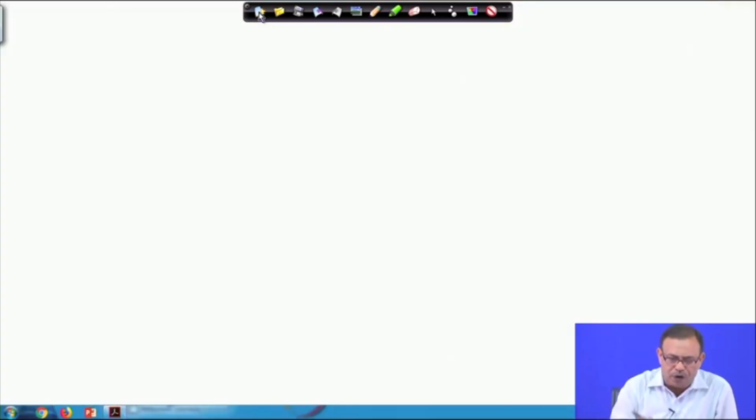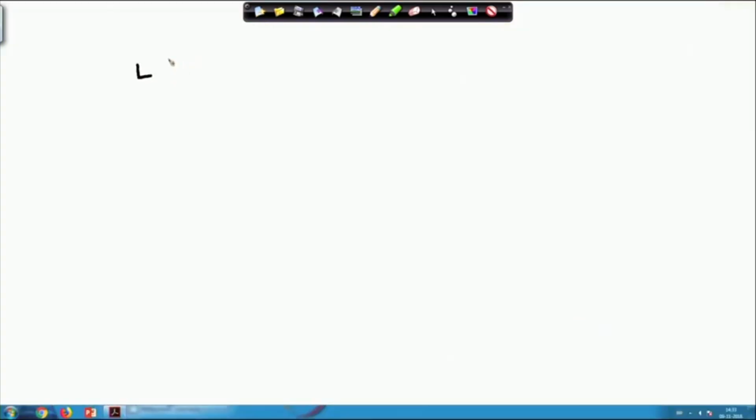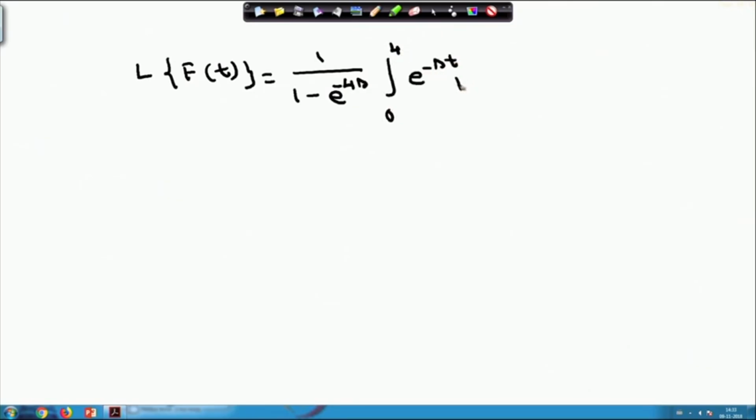So, your formula whenever you will write down Laplace transform of f t, this is equals to 1 by 1 minus e to the power minus 4 s into the integral from 0 to 4 of e power minus s t into f t dt.